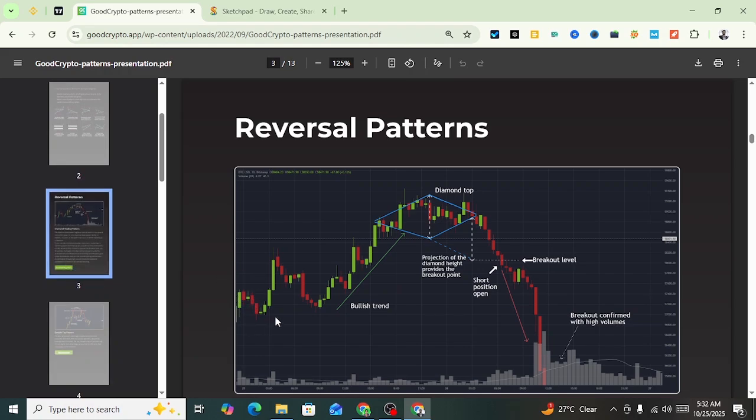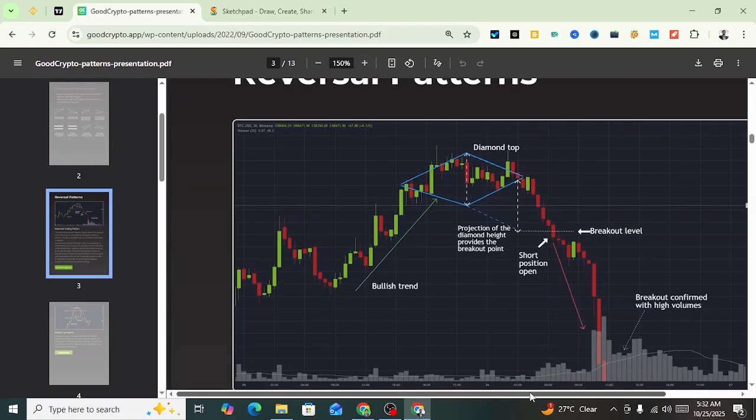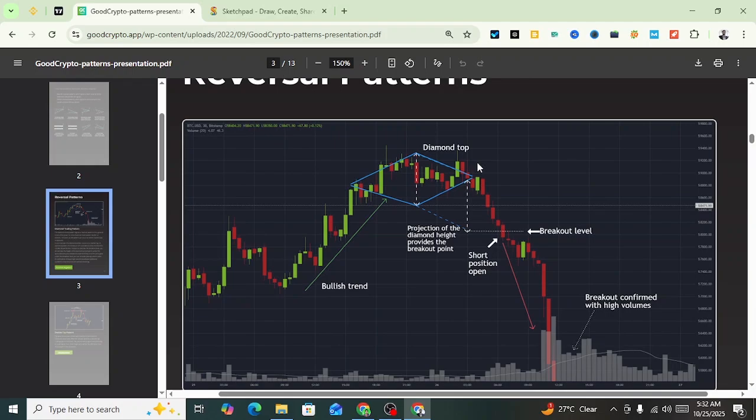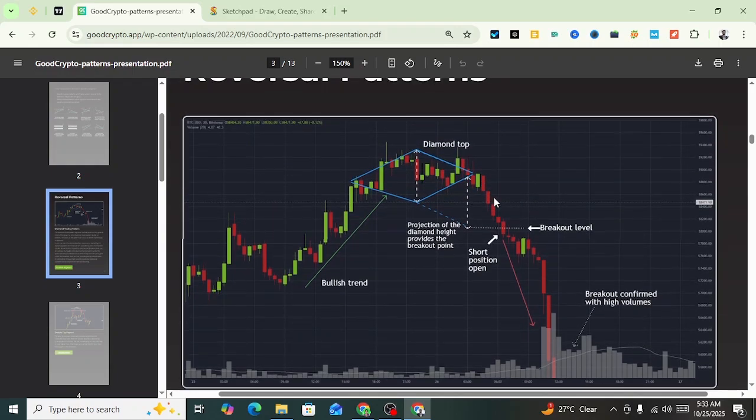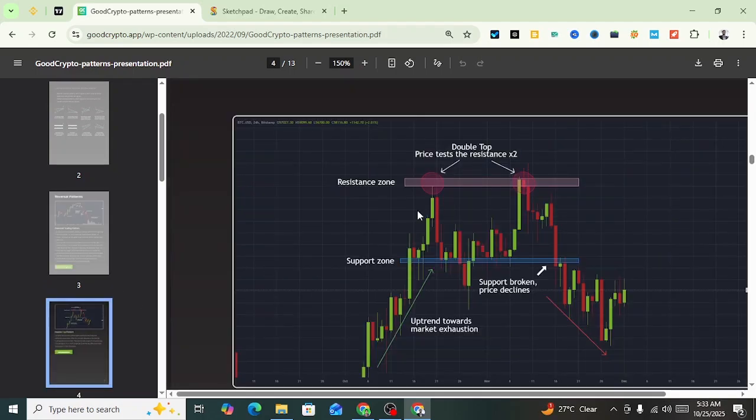If you see the market going up, up, up, and in this position the pattern is now a diamond. The market looks just like a diamond, with four angles. When the diamond pattern happens, the market goes down. This is bearish. So you have to understand all of them.